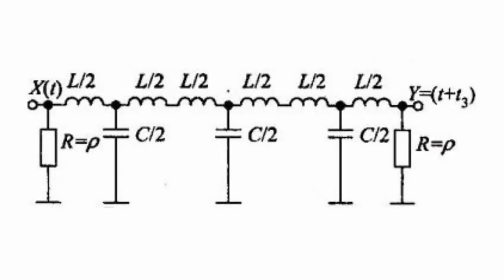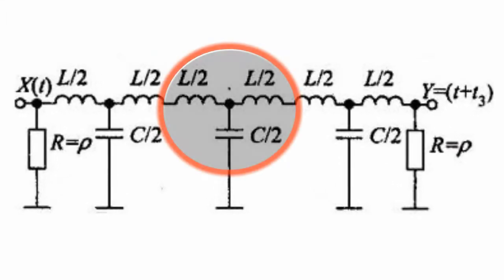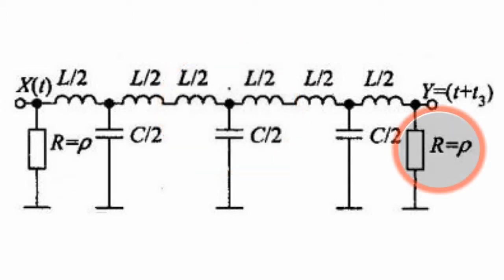Artificial delay devices are often used in pulse circuits. They consist of T-type LC links. Delay devices have resistors to exclude interference at input and output.